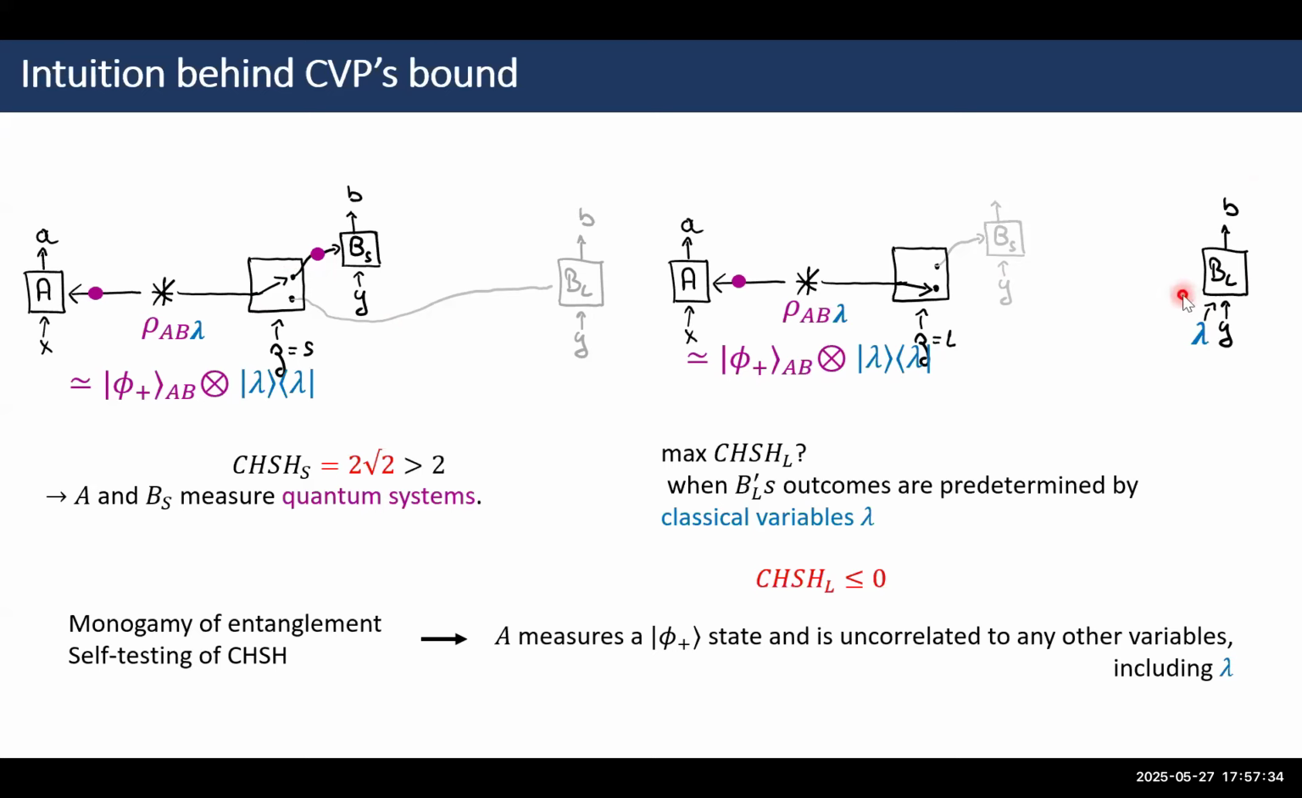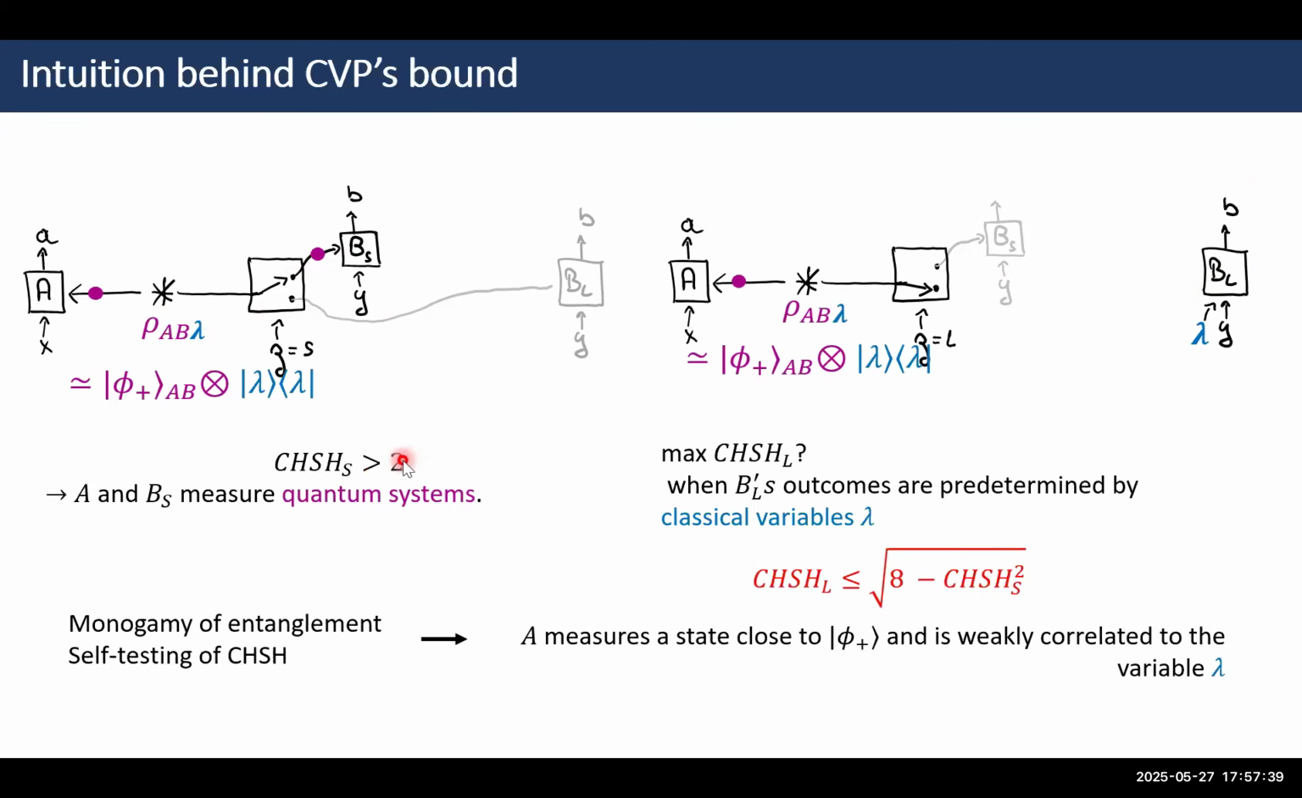Of course, in a real experiment, you don't observe a perfect CHSH violation. You observe some violation above 2. But then you can do some math and conclude that the joint state has to be close to a phi plus state, and so lambda cannot be too much correlated to A. If you do things properly, you get this bound. So this is the intuition. I don't know if you have any questions so far, or if this is more or less clear.